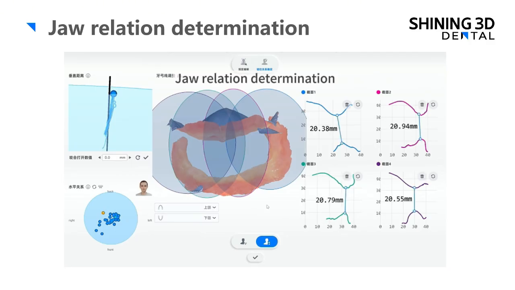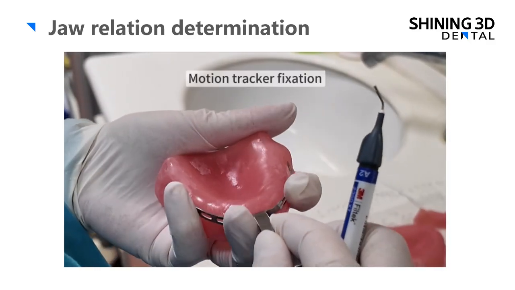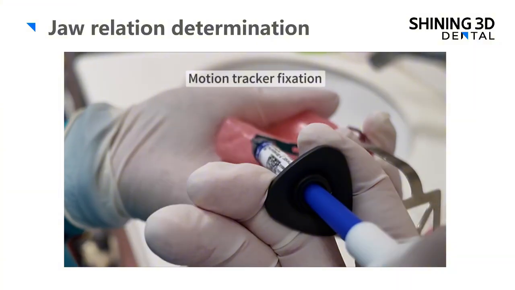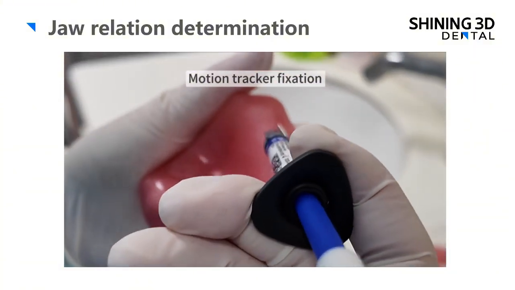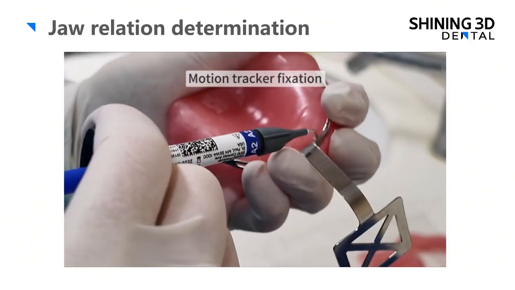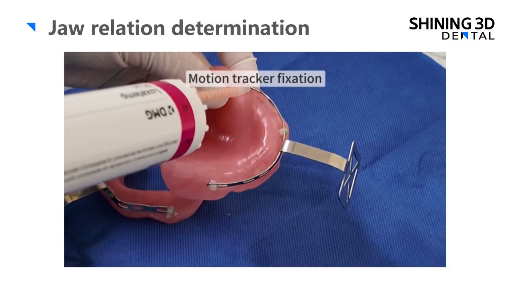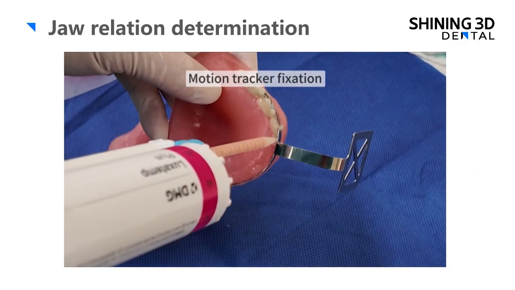So we preset the vertical dimension at the very first zero position scan. Then we use the section mode to check whether there is enough distance for us to design the prosthesis for this patient. And after all these things are done, we can send it to the lab to design the removable denture for this patient.